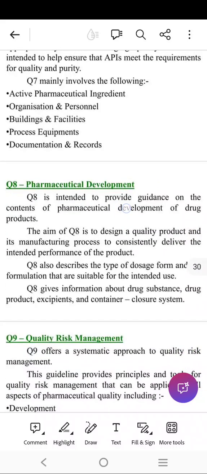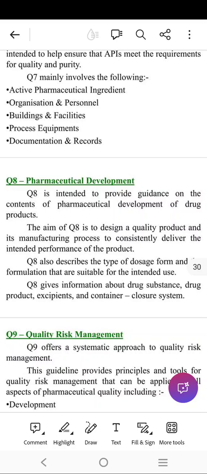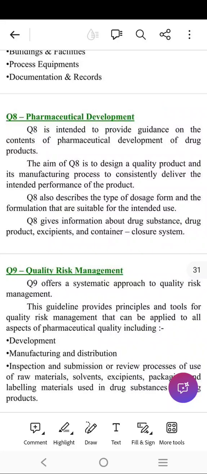Q8, pharmaceutical development. Q8 is intended to provide guidance on the content of pharmaceutical development of drug products. The aim of Q8 is to design a quality product and its manufacturing process to consistently deliver the intended performance of the product.